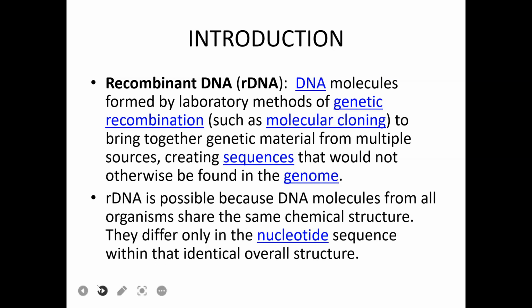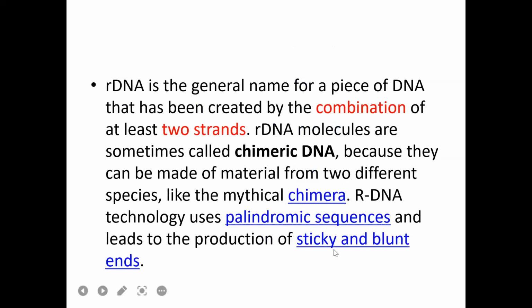ಸೊ ಲೈಕ್ ದಟ್. ಫೈನ್. ಏನ್ ಮಾಡ್ತಾರೆ ಆಕ್ಚುಲಿ ಆರ್ ಡಿ ಎನ್ ಎ, ದಟ್ ಇಸ್ ರೀಕಾಂಬಿನೆಂಟ್ ಡಿ ಎನ್ ಎ ಟೆಕ್ನಾಲಜಿಯಲ್ಲಿ ಏನ್ ಮಾಡ್ತಾರೆ, it is a general name for a piece of DNA that has been created by the combination of at least two strands. It is nothing but a small DNA fragment only. How it is formed, ಹೇಗೆ ಮಾಡಿದ್ದಾರೆ ಅದನ್ನ, combining two strands of DNA. So such DNA molecules are called chimeric DNA.